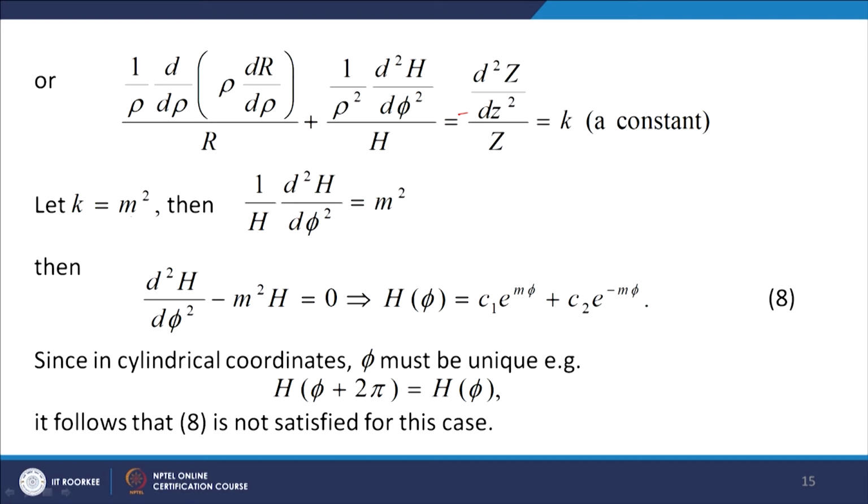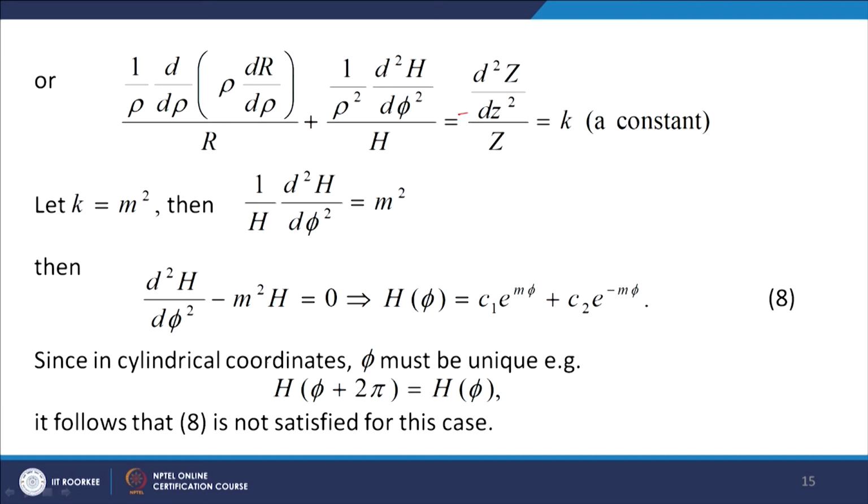Now let us take the constant to be equal to m square. When we take this constant as m square, we take (1/H) d²H/dφ² equal to m square, another constant. Then d²H/dφ² minus m²H equals 0 gives H(φ) equal to c1 e to the power mφ plus c2 e to the power minus mφ.